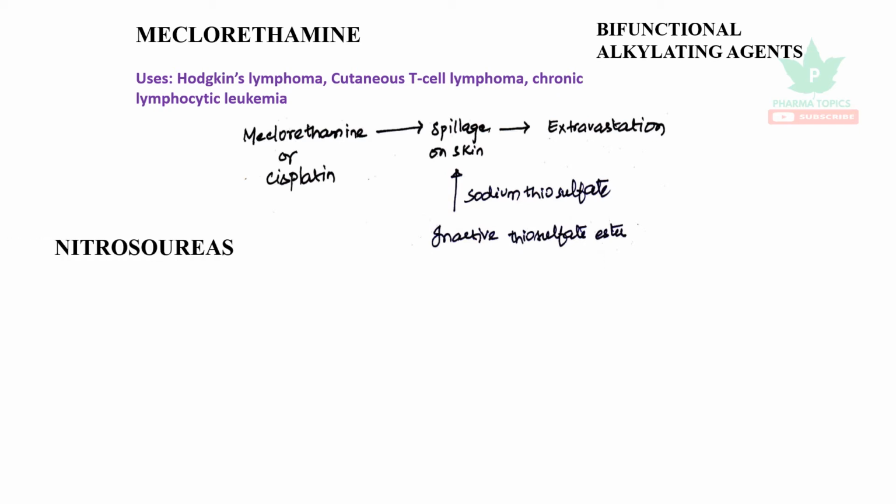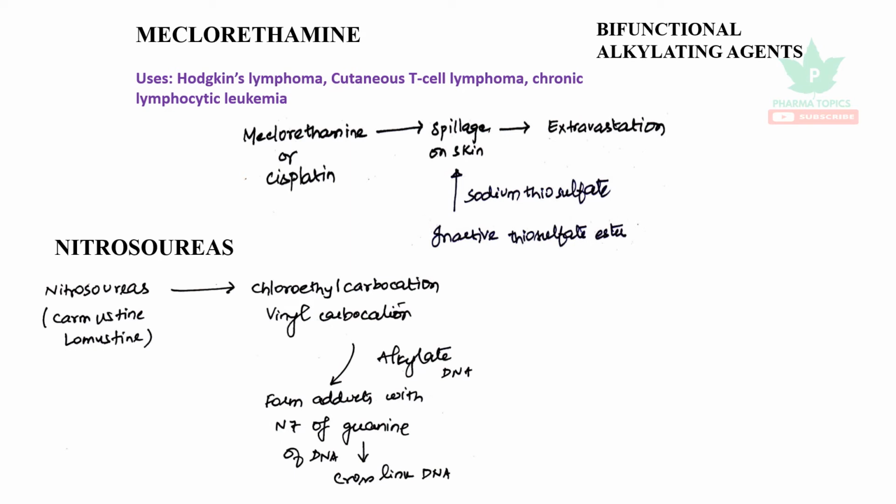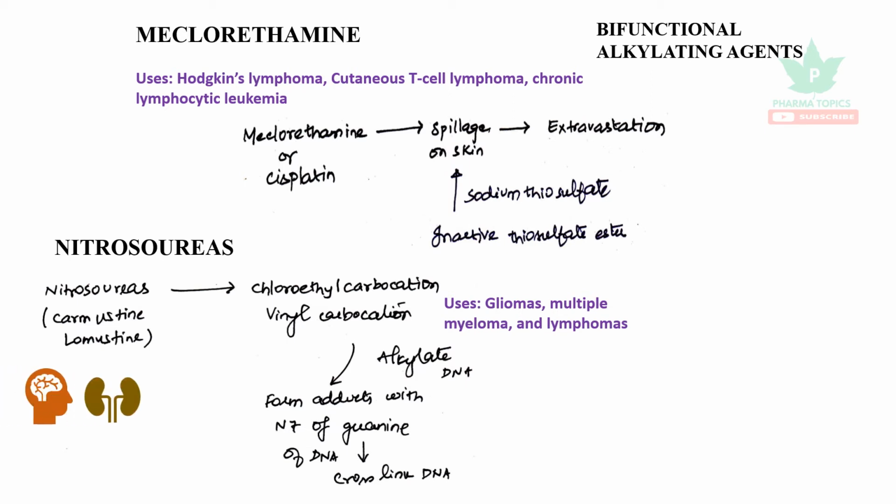The next drug is nitrosoureas, and they are carmustine and lomustine. The active metabolite is chloroethyl carbocation or vinyl carbocation, which alkylates the guanine of the cancerous DNA, causing cross-linking, and that exerts the anti-cancer effect. Since it is lipophilic, it is used in brain cancer such as gliomas, then skin cancer, multiple myeloma, and lymphomas. The adverse effects are, since it crosses the blood-brain barrier, it causes neurotoxicity. The other toxicities are pulmonary fibrosis and renal toxicity.